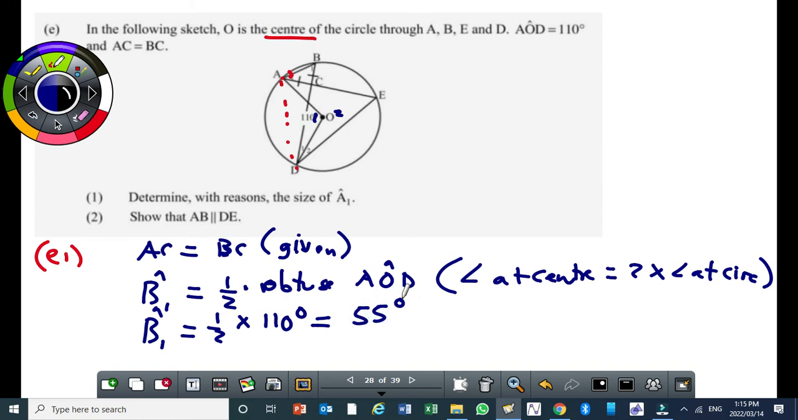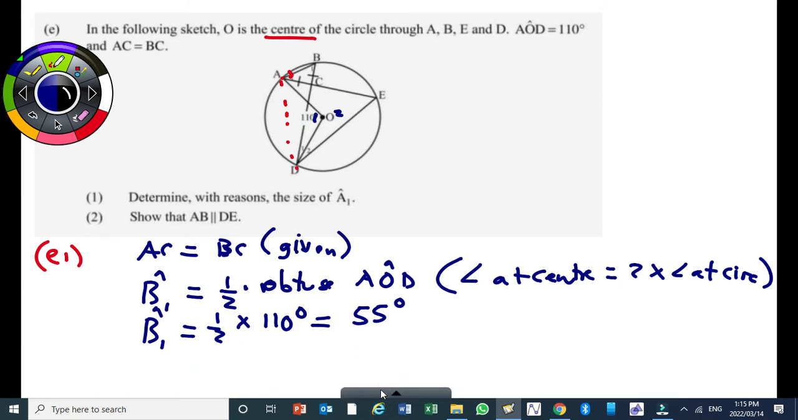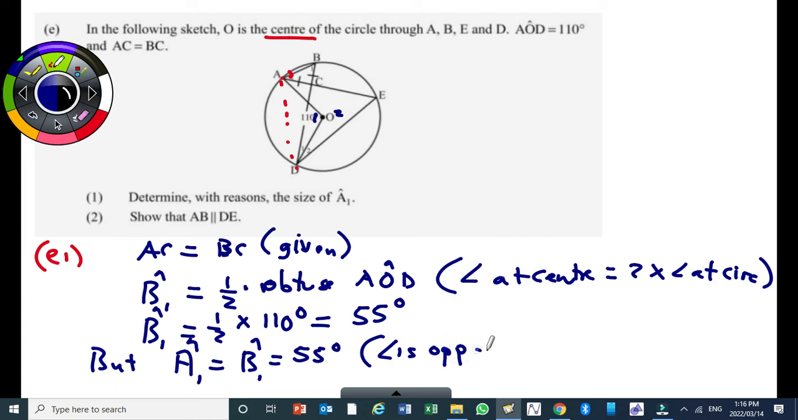So I'm not done. I only found B1. But B1 is going to be equal to B2. Okay, I'll say A1 is equal to B1. They are both equal to 55 degrees. Why am I saying that? Because they are angles opposite equal sides.